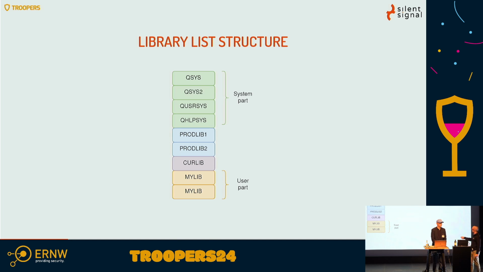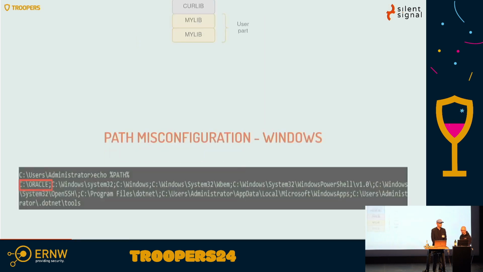This is how the library list looks. Here at the top, you see the system part. This cannot be modified by users, and it holds the most important libraries for the system. Then come the product libraries. Applications can set this part of the library list for themselves. Then the current library, and last, users can manipulate this user part to include their favorite libraries where their objects usually live, for example.